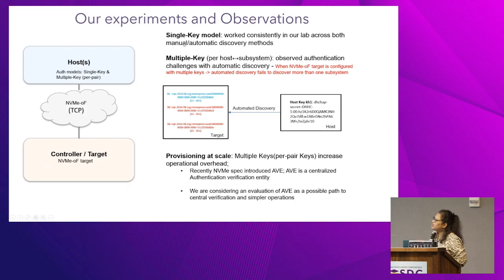The second experiment is we tried single key and multiple key deployments with both manual discovery and automated discovery. What we saw is the single key model worked consistently, like if we use NVMe CLI to do manual discovery. Today, both the NVMe target and discovery automation use something called NVMe stas. So manual discovery and automated discovery both support single key, and the automated discovery with authentication was successful.